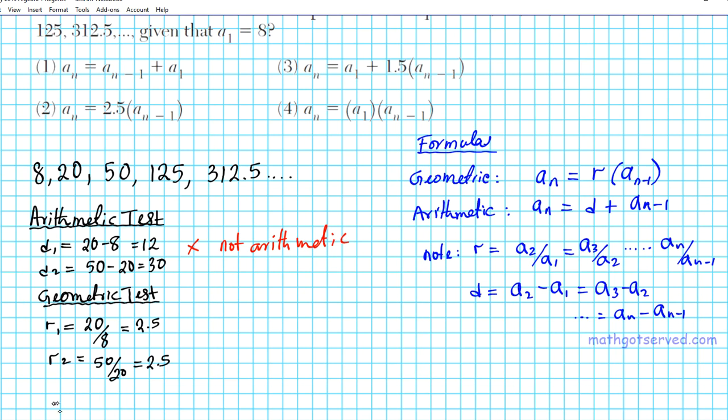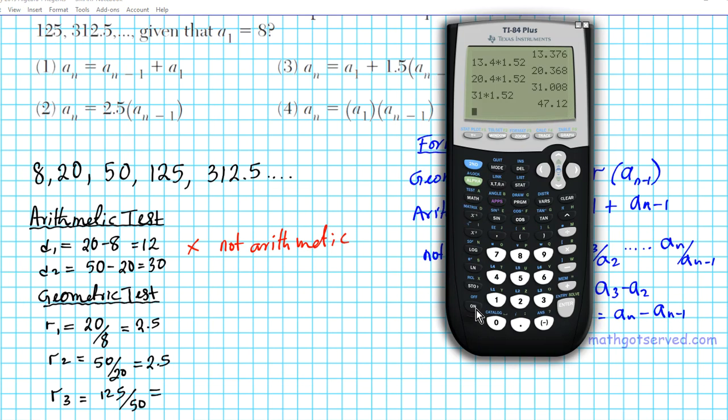Ladies and gentlemen, it looks like we have a winner. Let's just do one more just to make sure. Okay, 125 divided by 50. Alright, let's use our calculator to check this out. So what is 125 divided by 50?